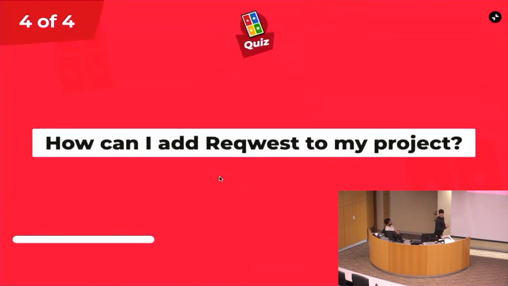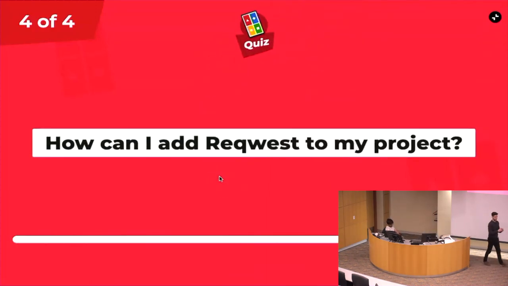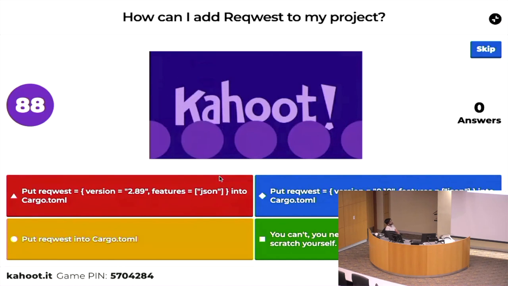Scoreboard. So how can I add requests to my project? Now that I've chosen this, I want to use it. What do I do? Hint, it's also kind of a Google scavenger hunt as well. Remember how I added StatRS in? Where did I look to find what to add? So where do I look to find requests?